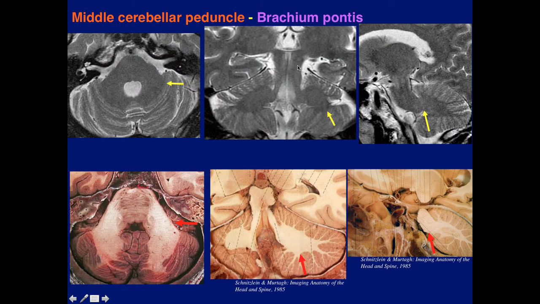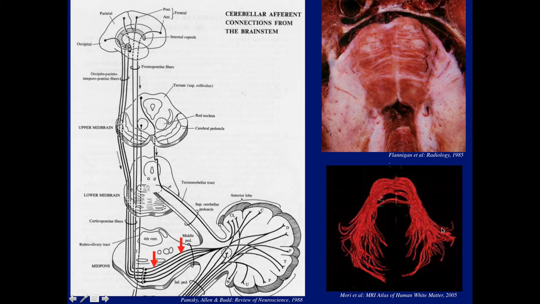And again, the middle cerebellar peduncle is easily seen on the sagittal image, or on the coronal image, and on the axial T2 image. And here it is on the specimens. And again, on tractography done specifically for these fibers, you can see the corticopontocerebellar fibers, a large number of fibers crossing from one cerebellum to the other cerebellum via the pons.